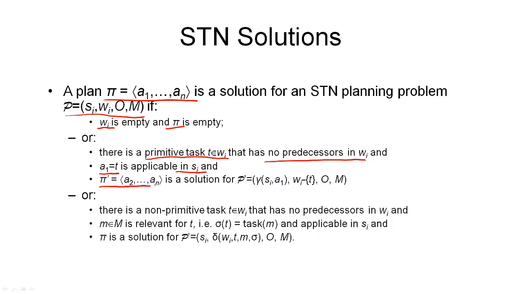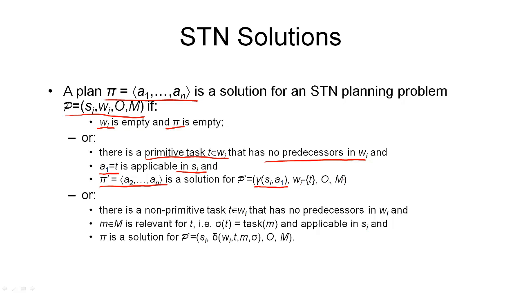If the modified plan, pi dash, consisting of the actions A2 through AN, so that's all the actions apart from the first one, is a solution for a modified planning problem. And this modified planning problem simply starts with a different initial state, namely the state that we get after applying the action A1 in our previous initial state. So we take the successor of our initial state given our action A1 as our new initial state in our new planning problem. And we remove the task T from our task network. And of course we also remove all the edges connected to T. The operators and methods remain the same.